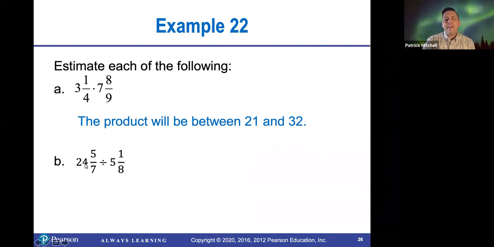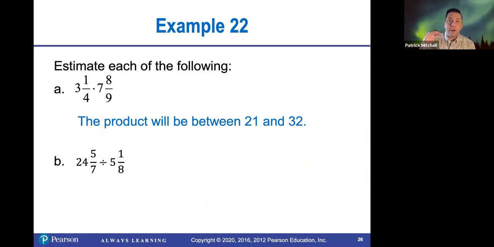Making the dividend of a division problem larger makes the answer larger, but making the divisor larger makes the quotient smaller. So if you're doing a problem like this, let's say it's between one number and another number. The largest it could be, an upper bound, would be if I rounded this number up to 25 and rounded this number down to 5. That will give me the biggest possible answer.